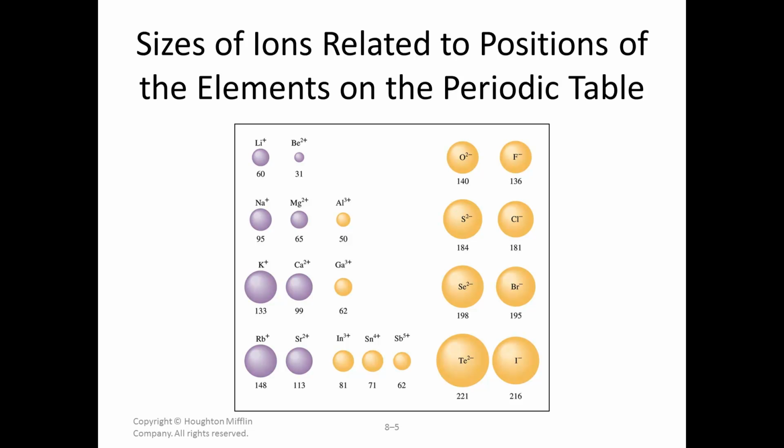The trend across a period is more complex, and so we can't define the trend across a period as well, because on one side of the periodic table we're losing electrons, and on the other side of the periodic table we're gaining electrons in forming ions.